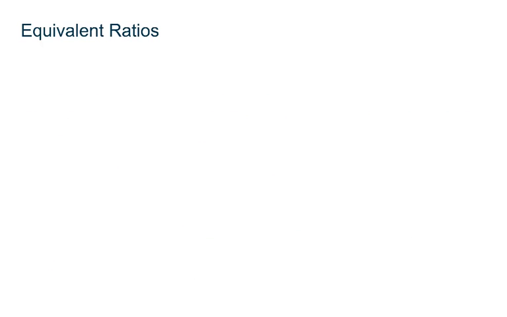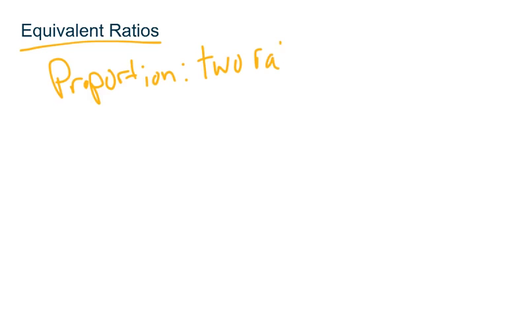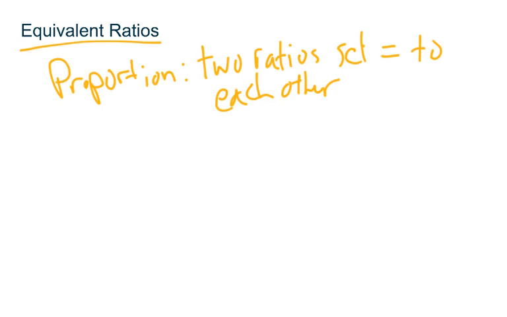And that leads to a conversation about equivalent ratios. Now, equivalent ratios, or maybe a better word for it would be a proportion. A proportion is two ratios set equal to each other. And what we're going to be using a lot with this is multiplication. Multiplication helps us find missing pieces.